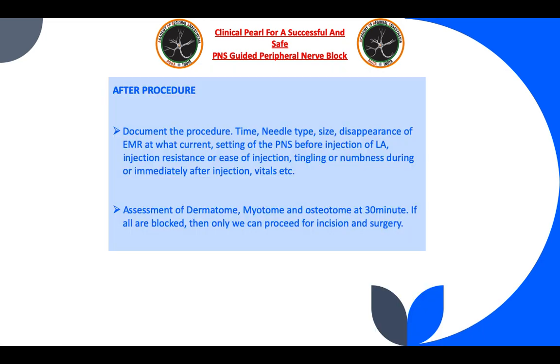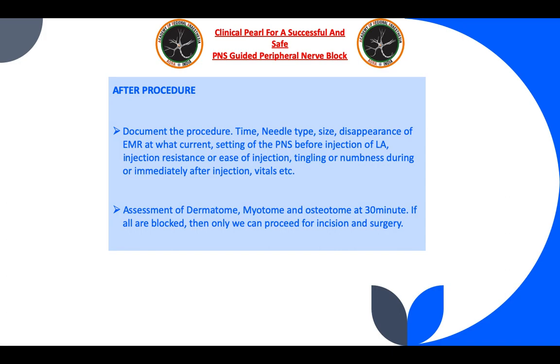After the procedure, documentation should be done. We should write down time, needle type, size, disappearance of EMR at what current, setting of the PNS before injection of LA, injection resistance or ease of injection, tingling or numbness during or after injection, and vitals should be noted. Assessment of the dermatome, myotome, and osteotome should be done after 30 minutes. Like suppose if you are doing sciatic, it will take 30 minutes for complete effect. So we should do assessment after 30 minutes only. If all are blocked, then only we can proceed for the incision of the surgery. So don't do it in a hurry.